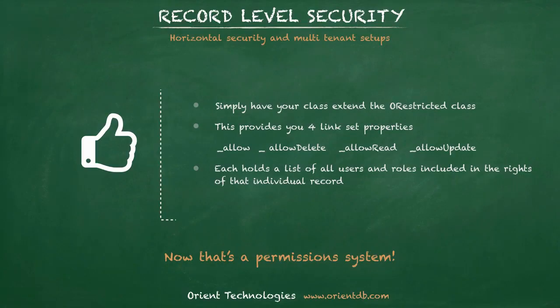Beyond these capabilities, OrientDB also includes a robust mechanism for implementing record-level security. By extending the ORestricted class, your data will inherit 4 link set properties and special functionality: _allow, _allowDelete, _allowRead, and _allowUpdate contain links to the users and roles assigned as having those permissions for each individual record. Queries, edits, creation, and all other actions are then subject to these constraints.